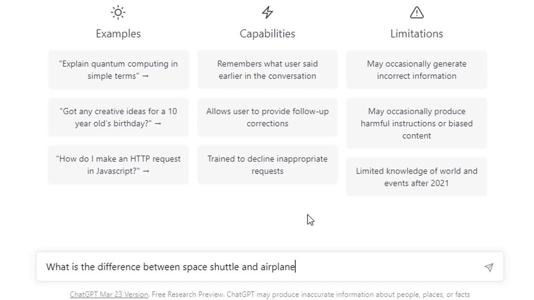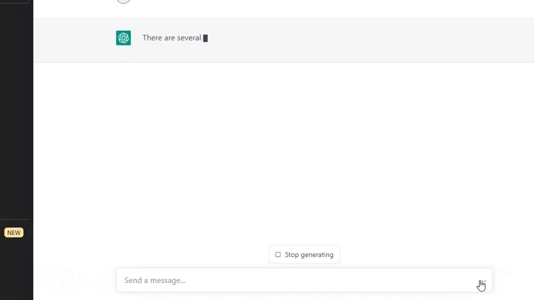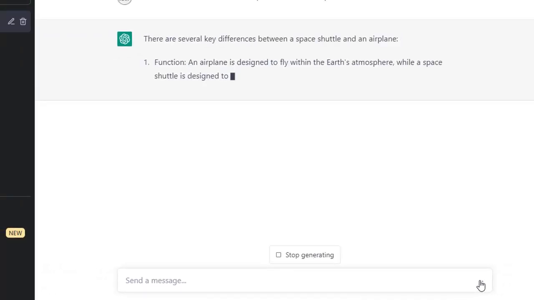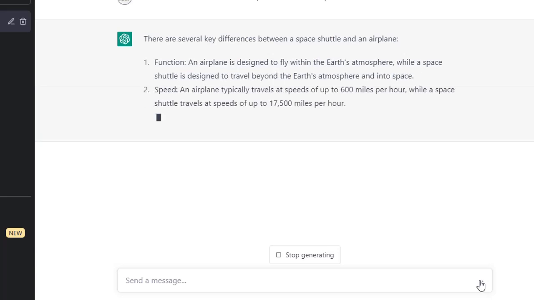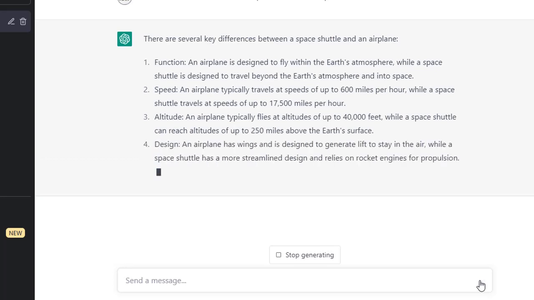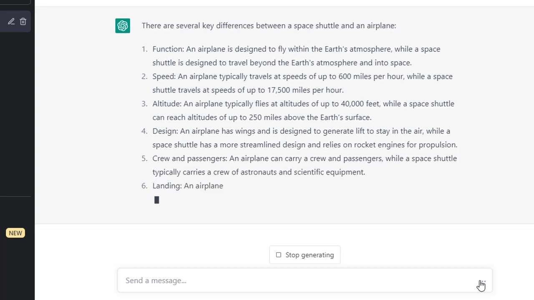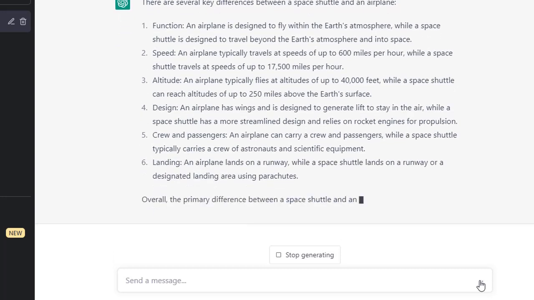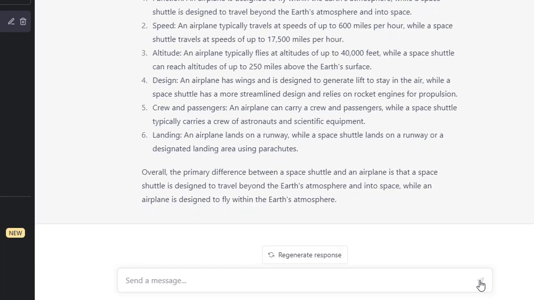The question is, what is the difference between the space shuttle and the airplane? Now we check the answer. So this is the answer, and we have the answer in points. But sometimes this answer might be lengthy for us because we want the answer in very limited words. So how to change the question?